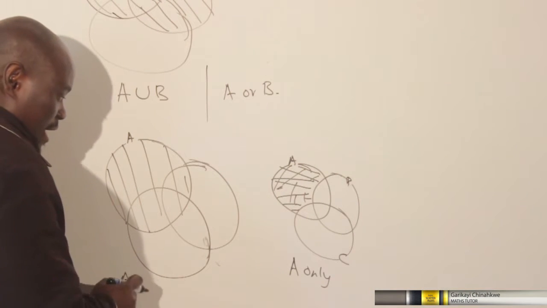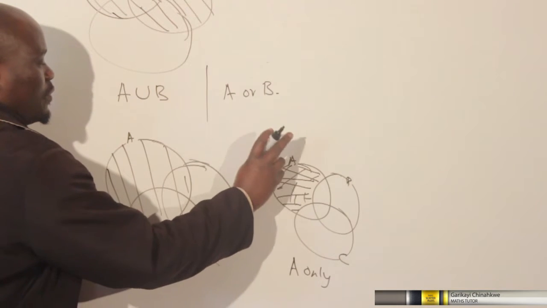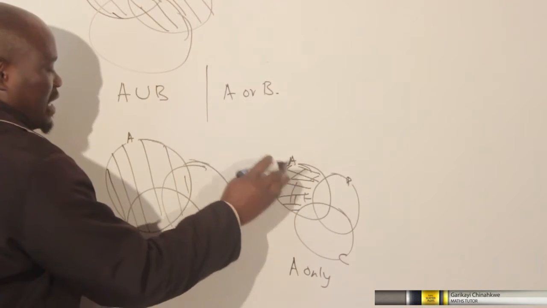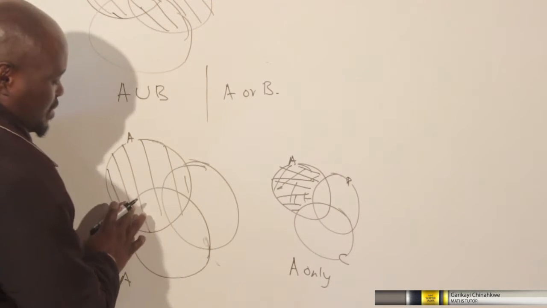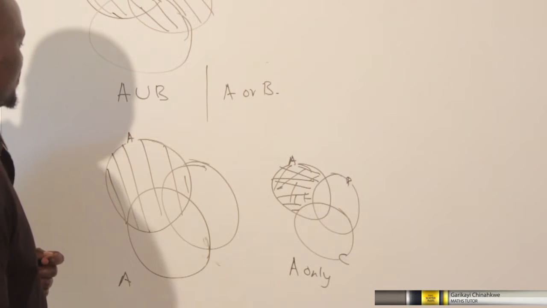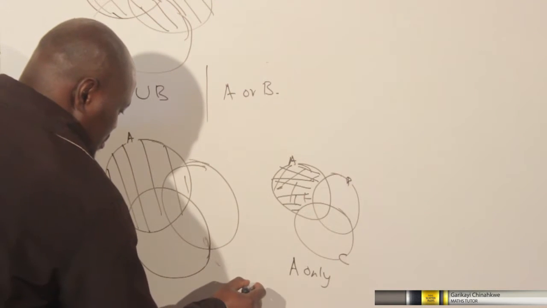So there's a difference between A and A only. A only is that part where we only find elements in A. They are only found in A, not in other parts. But this one is A. So there's a difference between A and A only. Okay, you must take note of that. Just like this B as well.